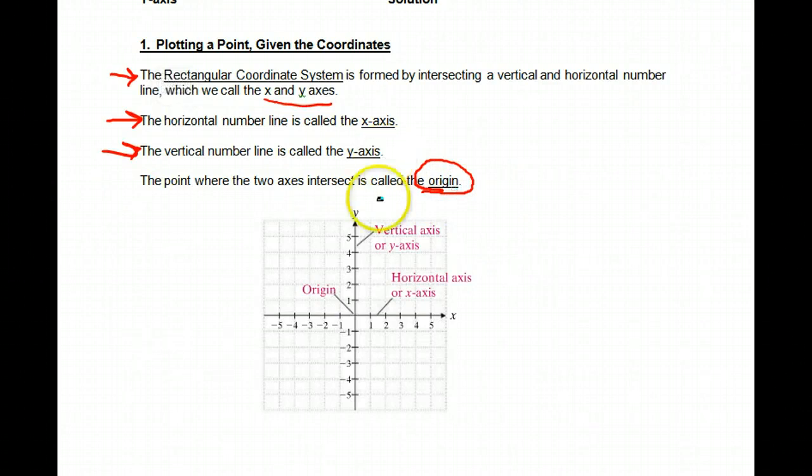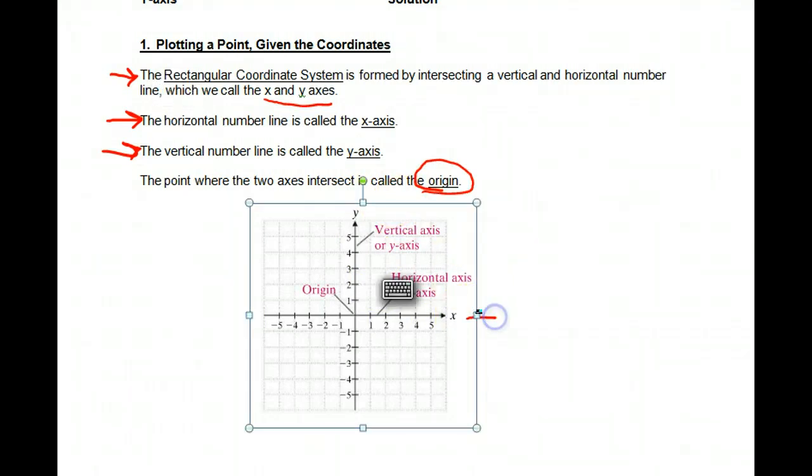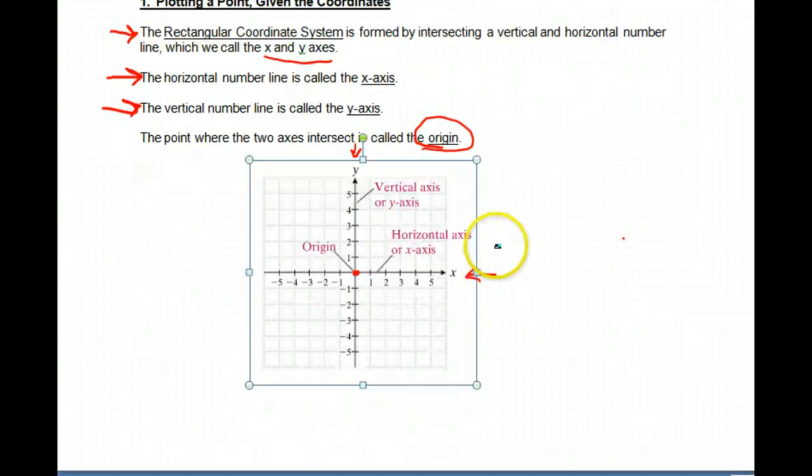So the graphic that's shown here shows all three of those important vocabulary words that I just referred to. So we can see the X axis, which is our horizontal number line, the Y axis, which is our vertical number line, and then we can see the intersection of those, which is referred to as the origin.